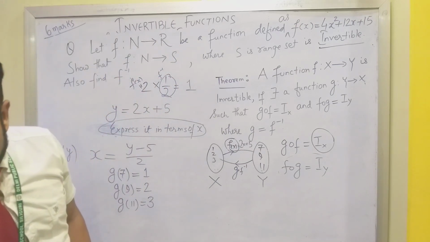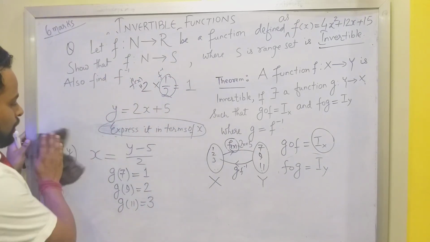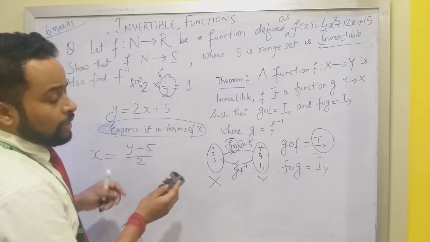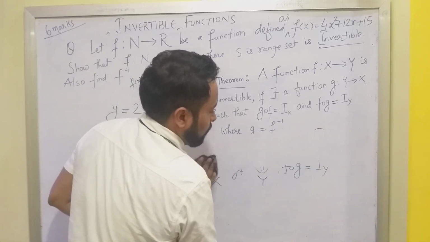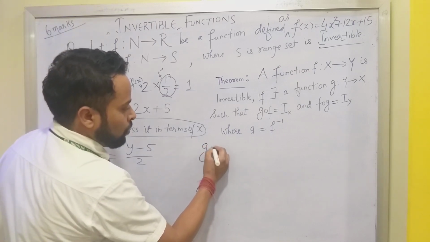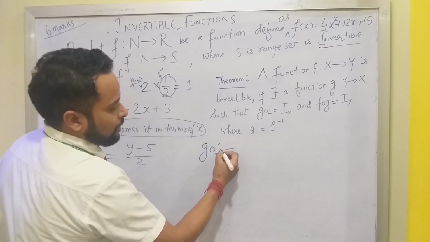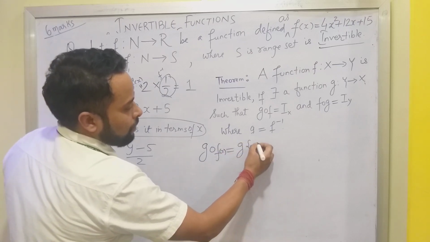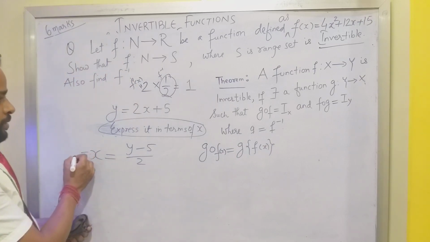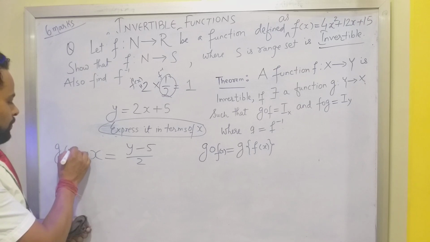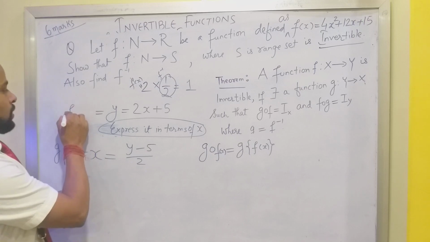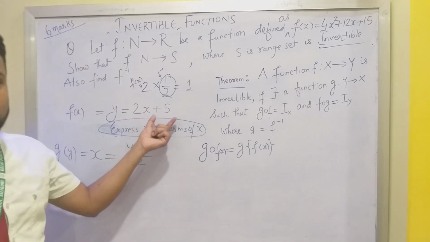And one more thing, if you have not understood this part, you can understand this concept in this way also. Last day we were doing composition of functions. So let us find GOF. That is g of f of x. What is g of f of x? This is g of y, and f of x is your y. F of x I have taken as 2x plus 5.